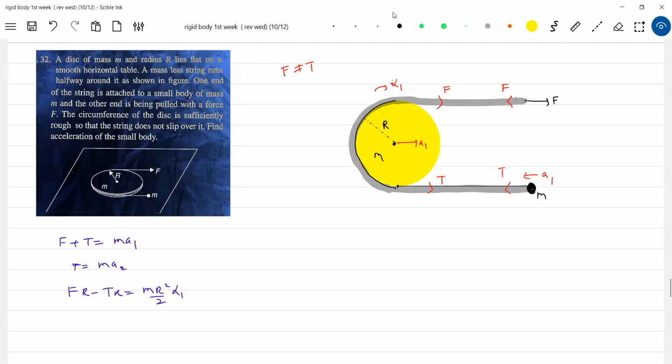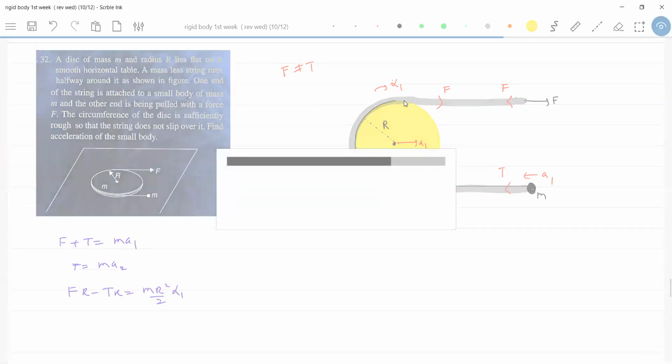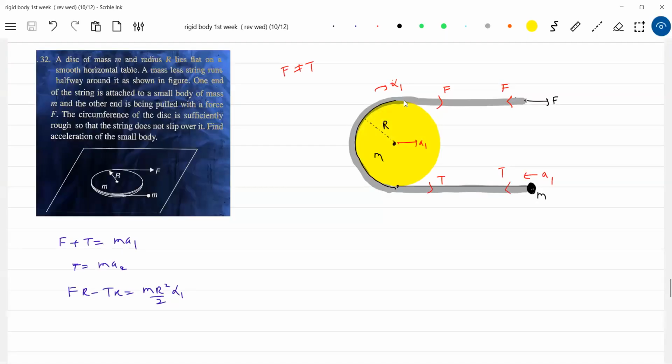F by 3M. F by 3M. Let me wait for an answer. Okay, now after this, any constraint equation can we write for this? How are accelerations related?